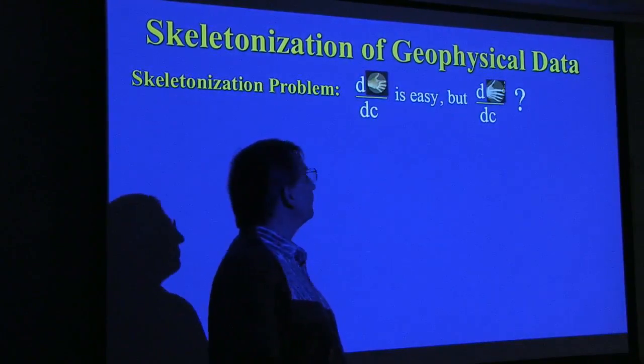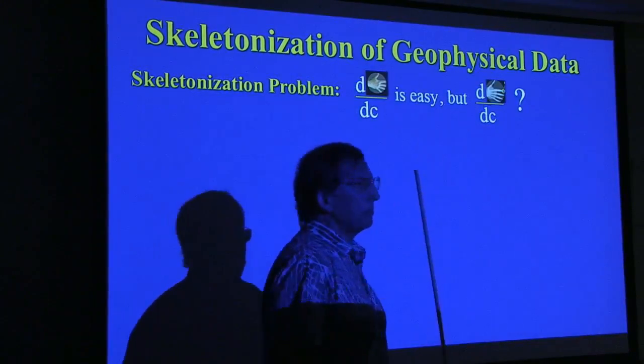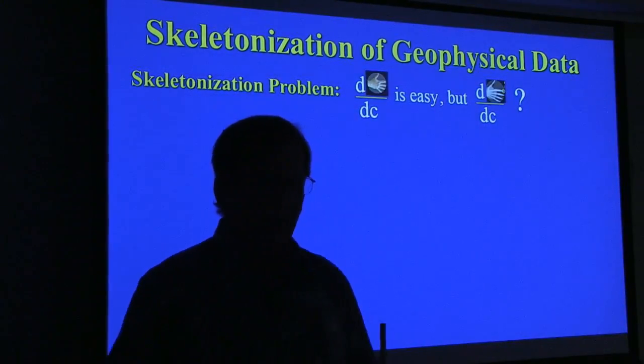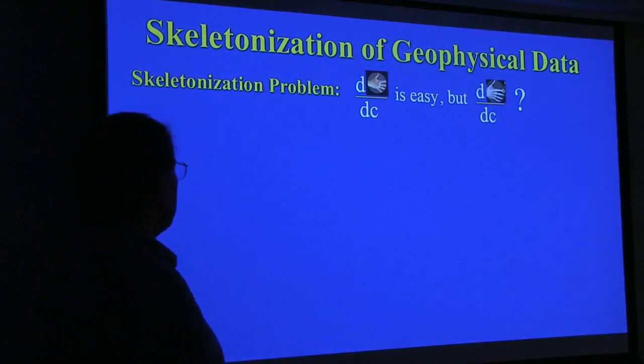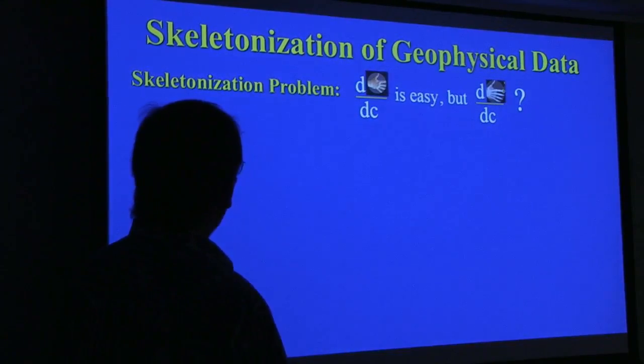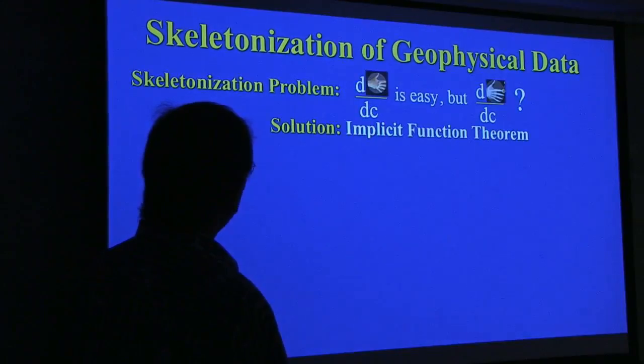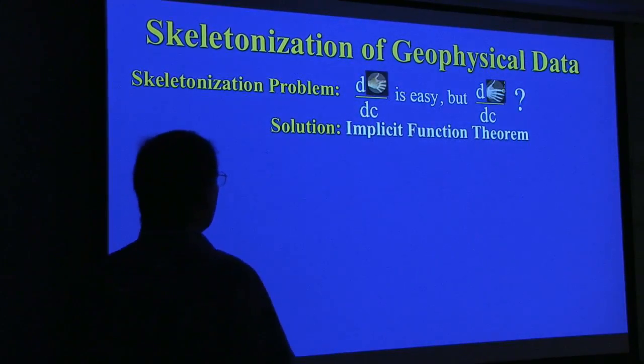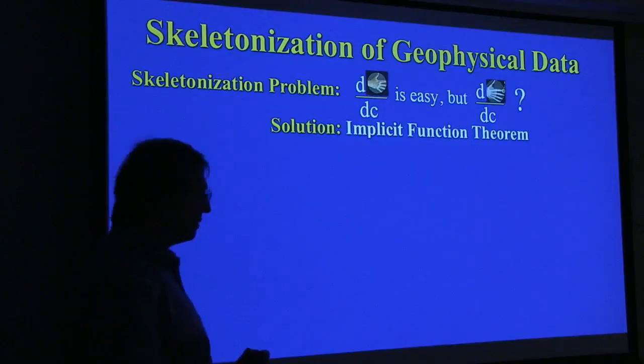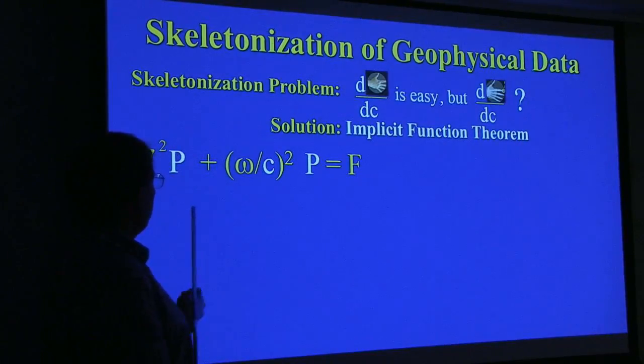How do we get that? How do we get this Fréchet derivative? Because if we can get this Fréchet derivative, we can then go ahead and do an iterative optimization method to solve for the model parameter of interest. And how we get that is with a simple use of the implicit function theorem. And let's go through this.